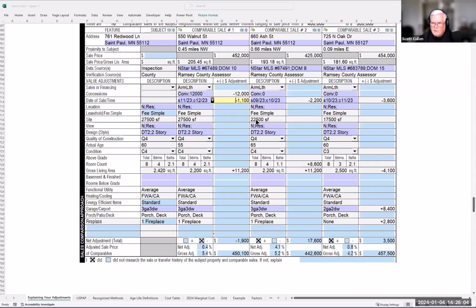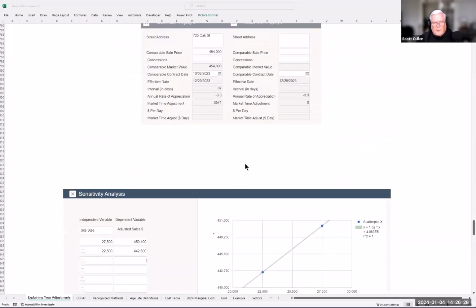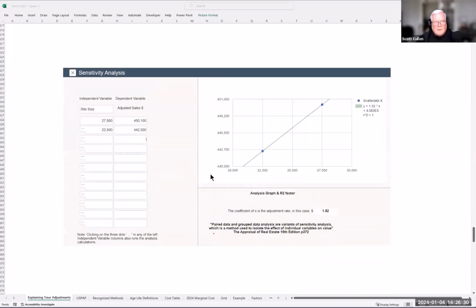Of course, this is a class example, but so I want to do an adjustment for site size. So it looks like 27.5 and 22.5 are the square footages, and the difference in adjusted sale price is between 450 and 443. So there's $7,000 due to this difference of 5,000 square feet or so. So here's the example of how to do that in sensitivity analysis.